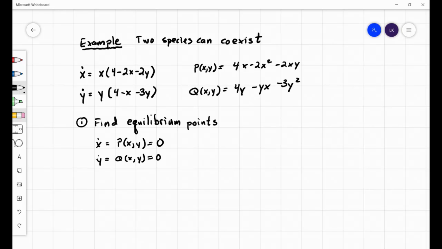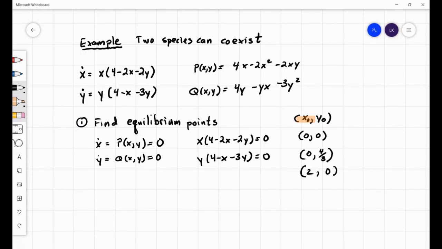Equilibrium points are where the first derivatives are equal to 0 simultaneously. We set the derivatives equal to 0 and solve the system. So the equilibrium points are, well, both x and y could be 0. X could be 0, in which case, so suppose x is 0 but y is not, in which case we get 0 and 4/3.